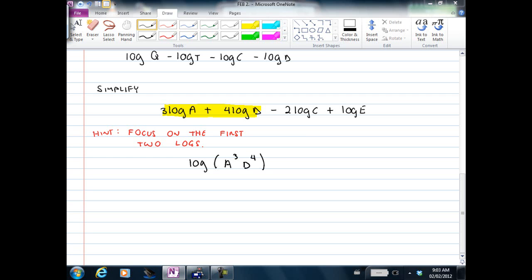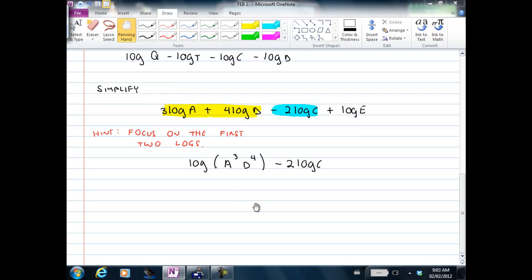Okay, I'm not going to rush it. Now, I'm going to bring down the next log. A lot of people make mistakes. Why? Because they try to do everything in one shot. I'm going to bring the next log. Then I go minus 2 log C. See, I'm going to keep it simple.